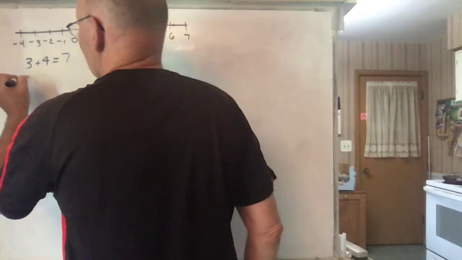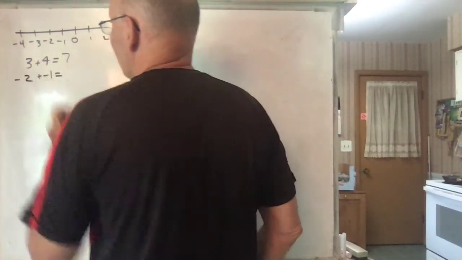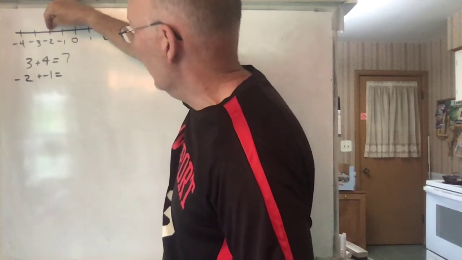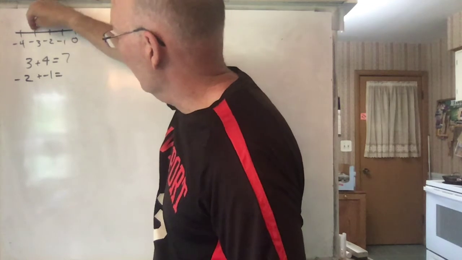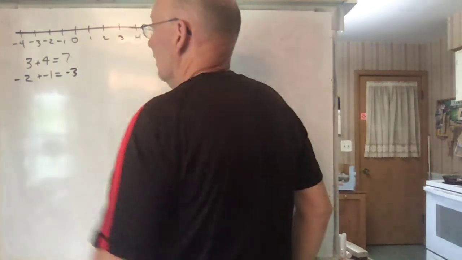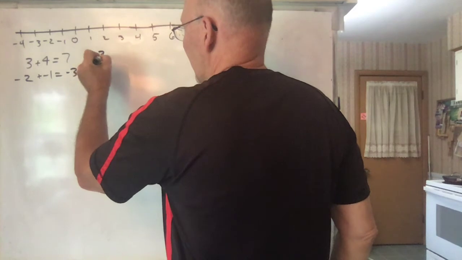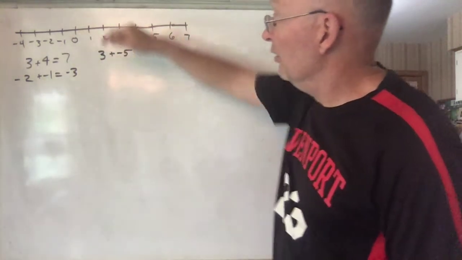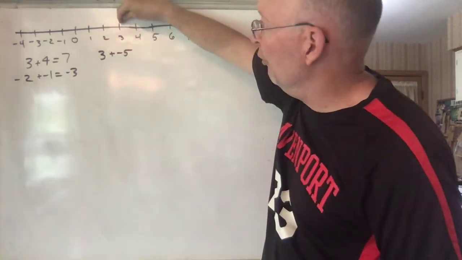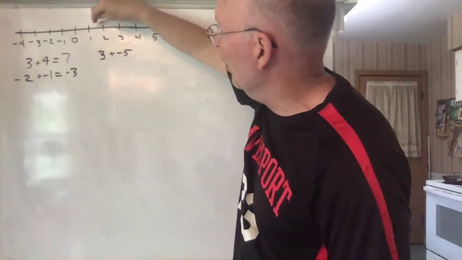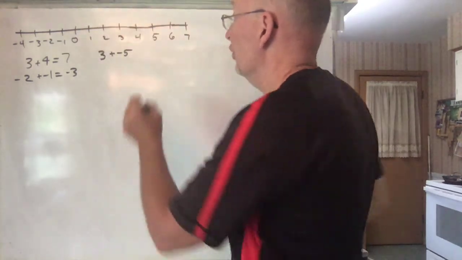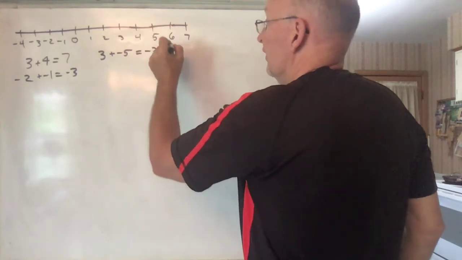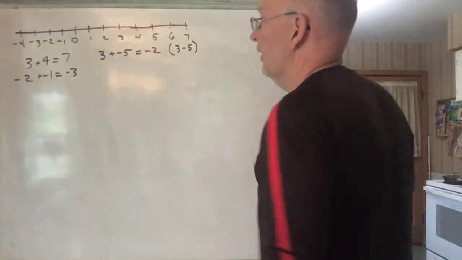If you have -2 plus a -1, you start at the origin, you first go -2, and then you add a -1, which means you go to the left one more unit, and that's going to be -3. If you have 3 plus a -5, you start at the origin, you first go 3, now you go -5, 1, 2, 3, 4, 5, and you end up at -2. 3 plus a -5 is the same as saying 3 minus 5.